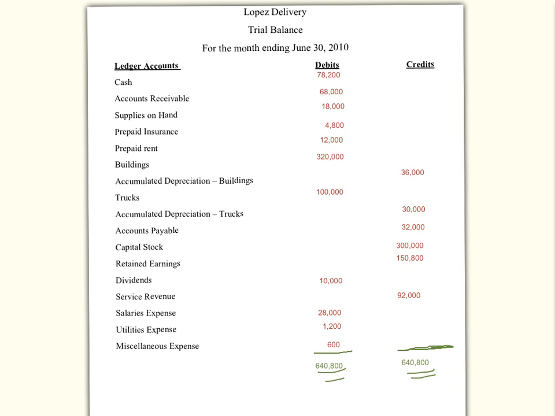And this is a test that the accountant does of the records prior to making the adjustments. So the next step now is to recognize that some of these expenses or assets have to be adjusted and some of the expenses increase. We must recognize accrued revenue and accrued expenses. So that's the next step.